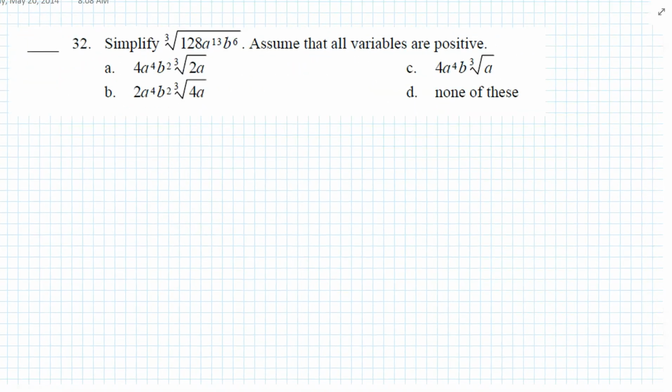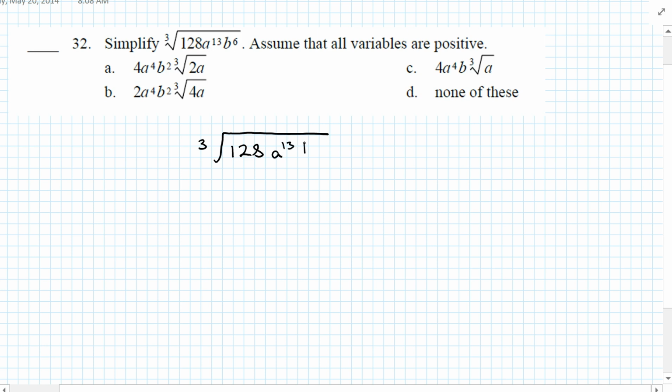32. Simplify the cube root of 128 a to the 13th b to the 6th. Okay, so let's try to prime factor 128. Okay, 4 will go into 128 32 times. Well, 4 goes into 32 8 times. 4 goes into 8 2 times. How many 4s do I have? I have 3. Okay, what's my index? Well, my index is 3.